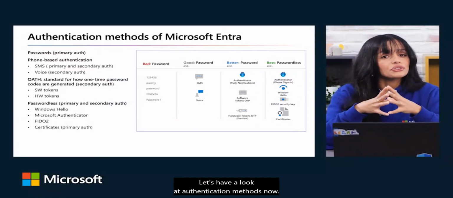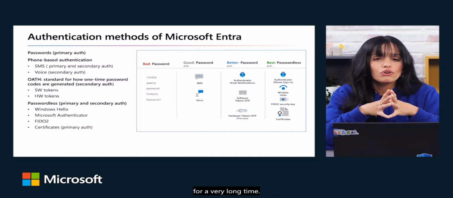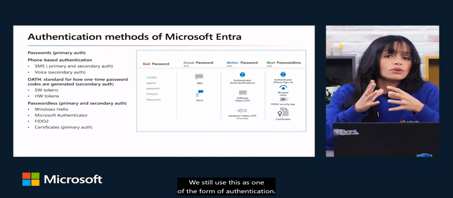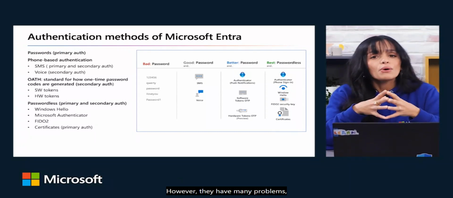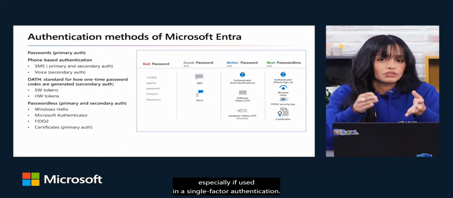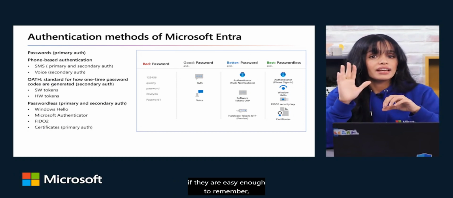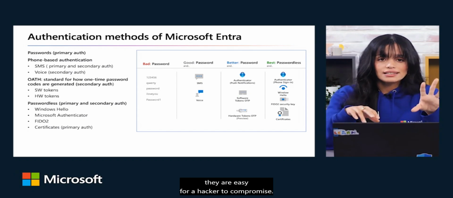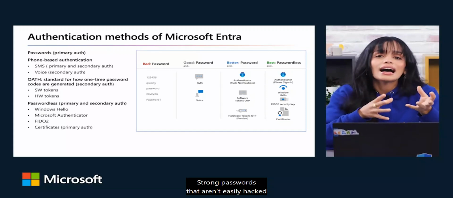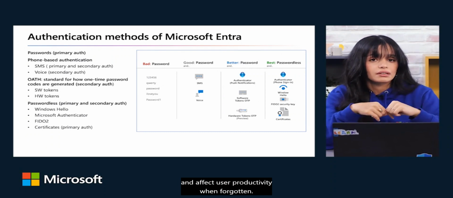Let's have a look at the authentication methods now. Passwords have been a primary method of authentication for a very long time, and we still use this as one of the forms of authentication. However, they have many problems, especially if used in single-factor authentication, where only one form of authentication is used. If they are easy enough to remember, they are easy for a hacker to compromise. Strong passwords that aren't easily hacked are difficult to remember and affect user productivity when forgotten.